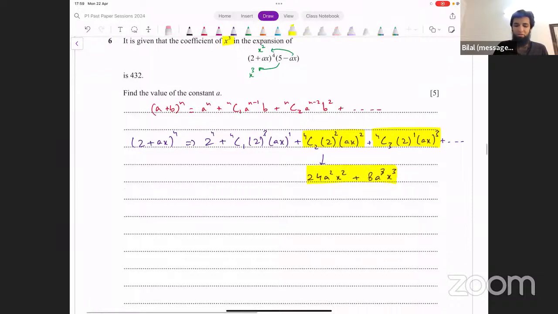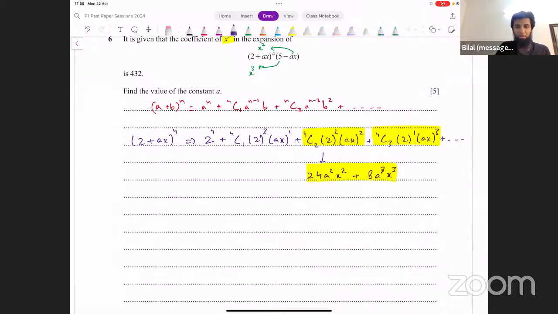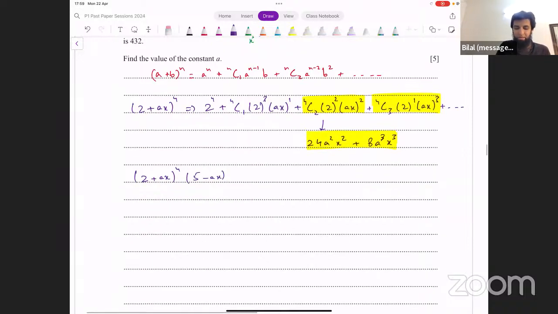And now we just multiply those two things. We say (2 plus ax) whole raised to power 4 needed to be multiplied by (5 minus ax). What are we getting from that expansion? 24a squared x squared, ignoring the rest of the terms, plus 8a cubed into x cubed, again ignoring the rest of the terms. This has to be multiplied by 5 minus ax.